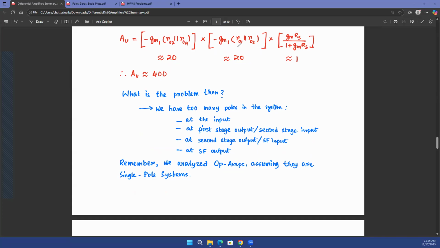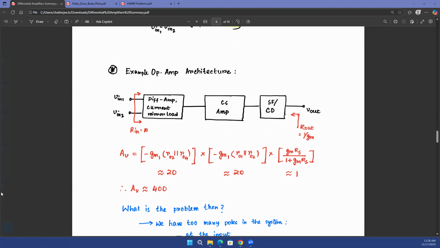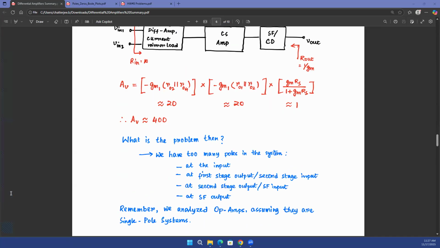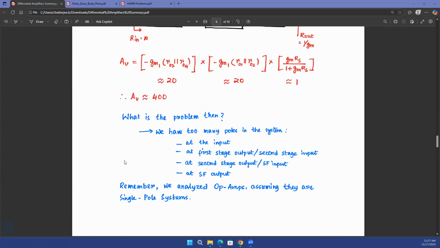And I have infinite input impedance. I have 1 upon GM as my output impedance, because my source follower has an output impedance of 1 upon GM. That's my R out at the source follower. So my output impedance can also be very low. Now, should I still call this an op-amp or should I not? If I have a diffamp with current mirror load followed by common source, followed by source follower, should I call this an op-amp? Because I have asked this question, you can already guess that the answer is no, that we cannot still call it an op-amp. But why is that? The reason is that we have too many poles in the design.